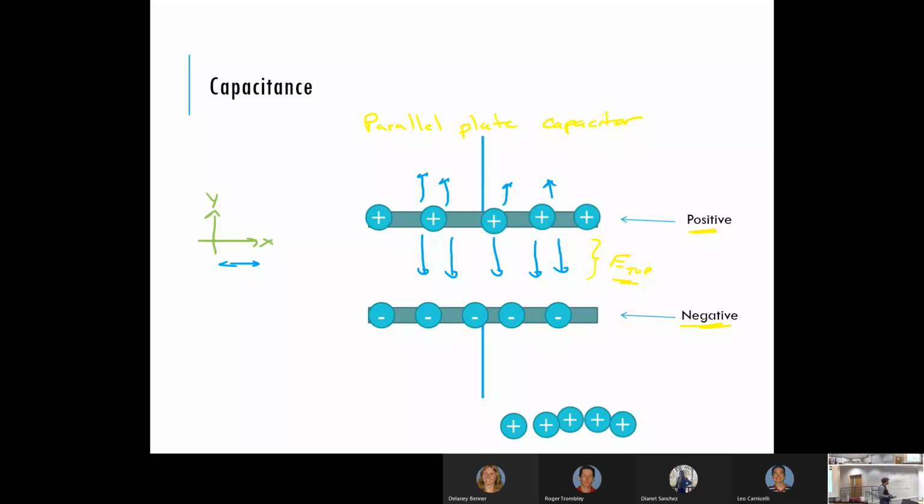If you ever crack open some of your electronics, I'll see if I can find a picture of one for you, but if you ever crack open your electronics, they don't look like two parallel plates.